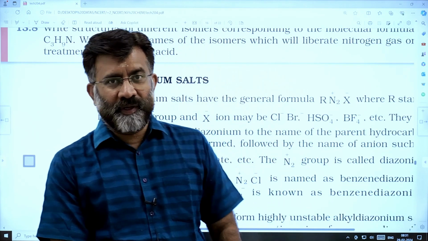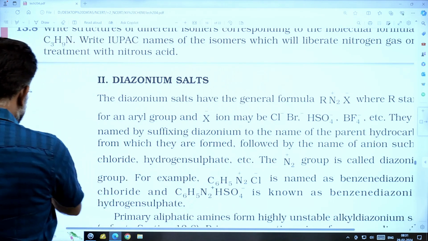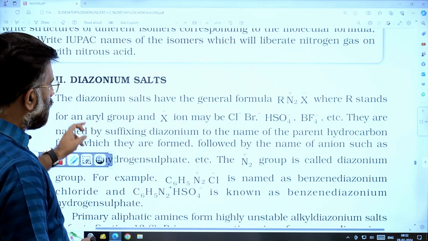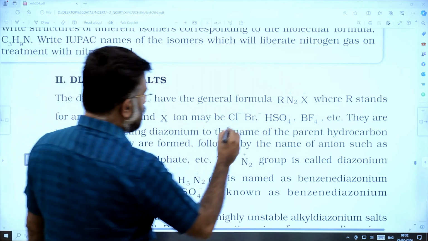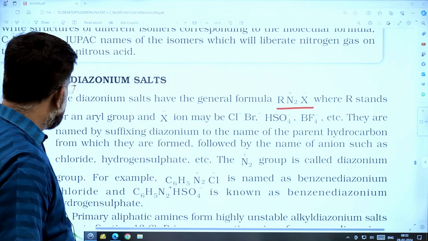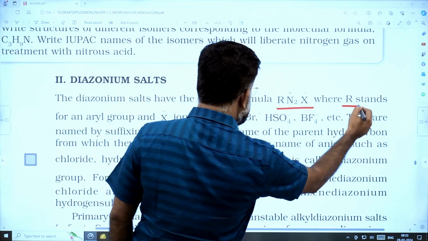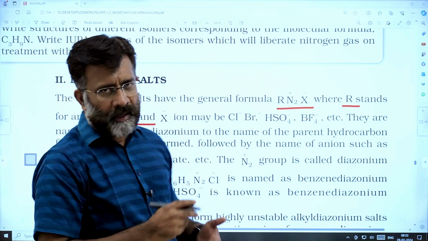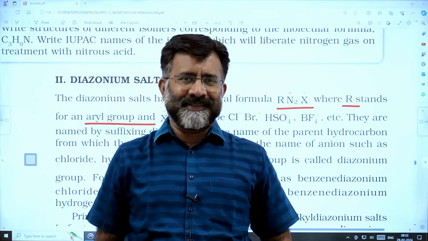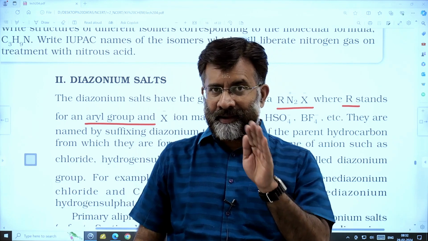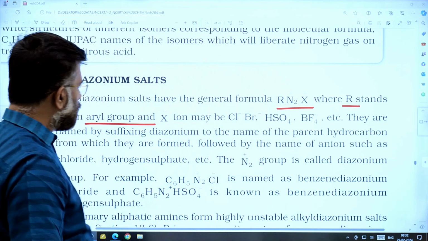Now diazonium salts. Diazonium salts having the general formula RN2+ X−. All of you know what is R? R stands for, in fact it is aryl group, because aliphatic diazonium salts are unstable even at a low temperature. That's why it is aryl. It is aryl diazonium salt.